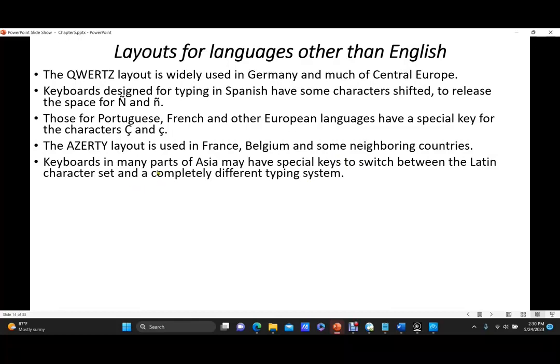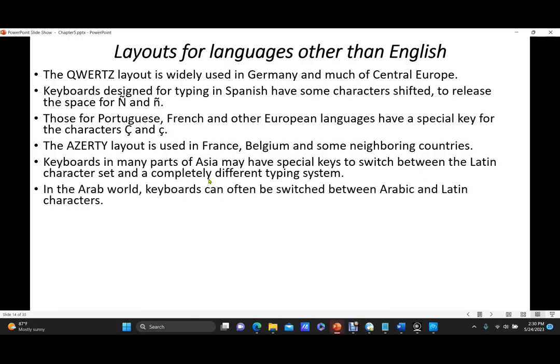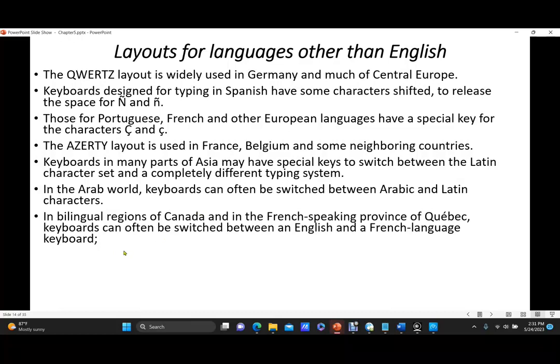Keyboards in many parts of Asia have special keys to switch between the Latin character set and a completely different character typing system. In the Arab world, keyboards can often be switched between Arabic and Latin characters. In bilingual regions of Canada and in the French-speaking province of Quebec, keyboards can often be switched between English and French language keyboards.